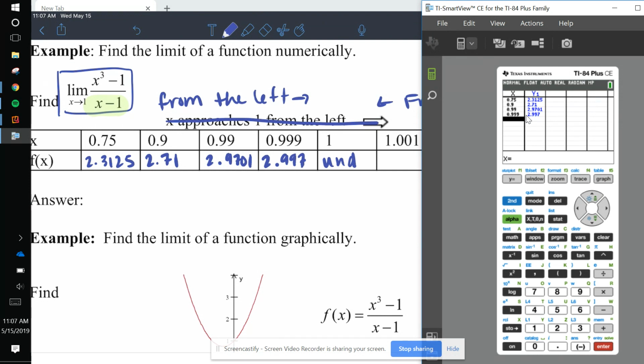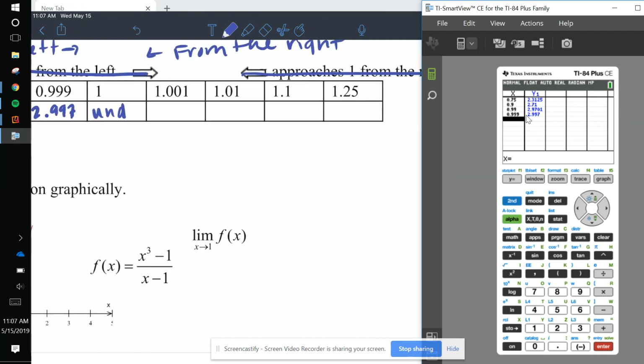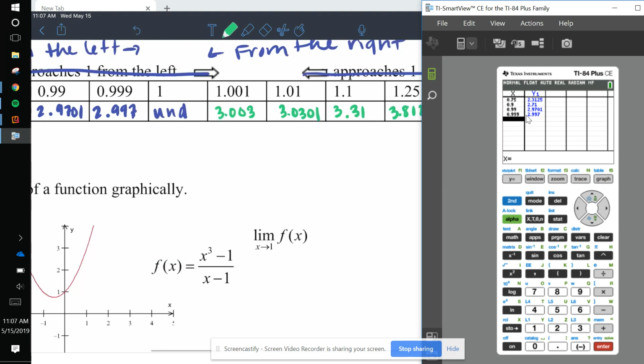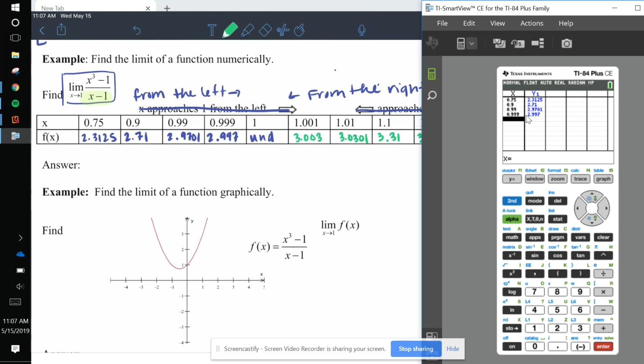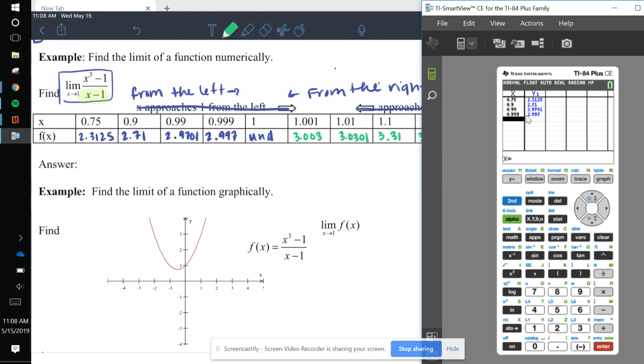Take a minute and look at what number do you think we're approaching. Okay. On the right, I already typed these into my calculator, so I'm going to start out with 3.8125. Then I get 3.31, then 3.0301, then 3.003. So when I look at my table, from the right, what value am I approaching? It looks like from the right, I'm getting to 3. And from the left, I am also approaching 3.